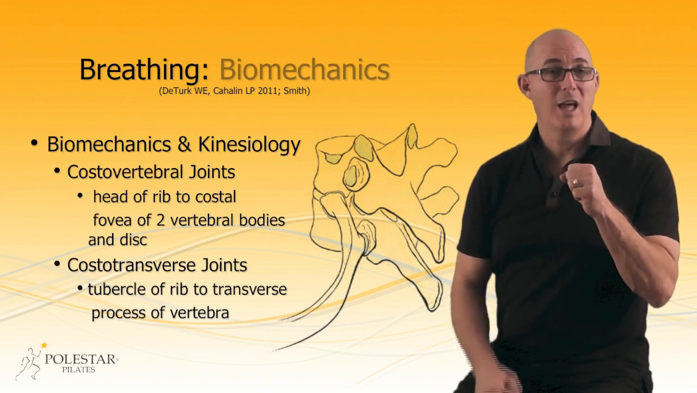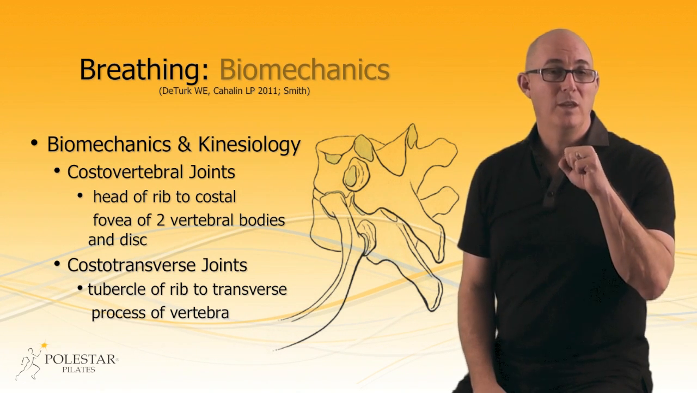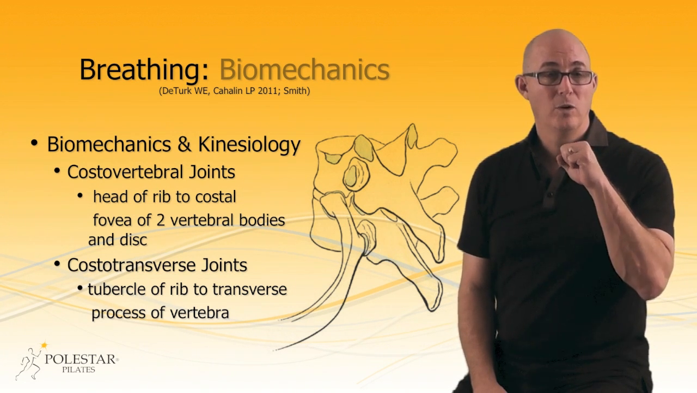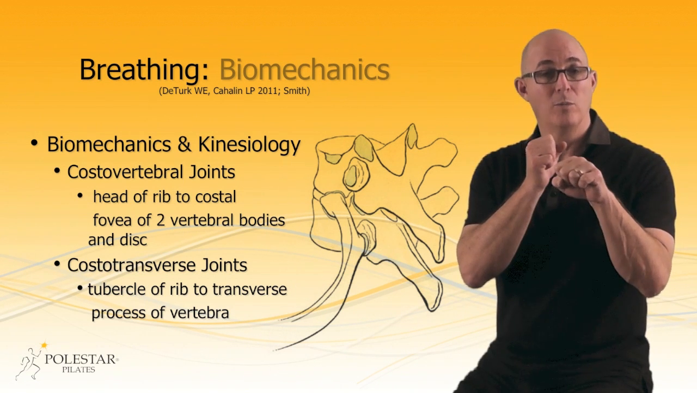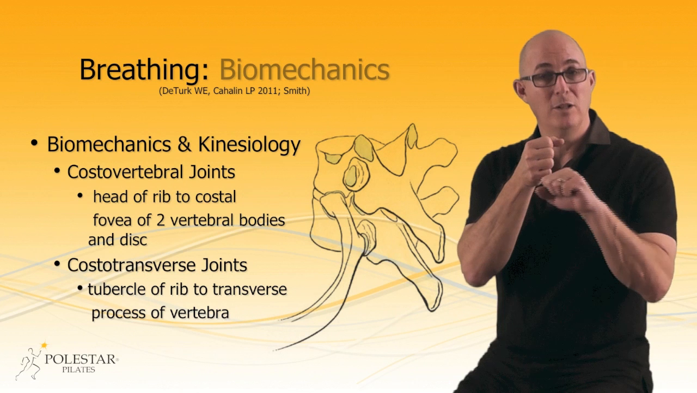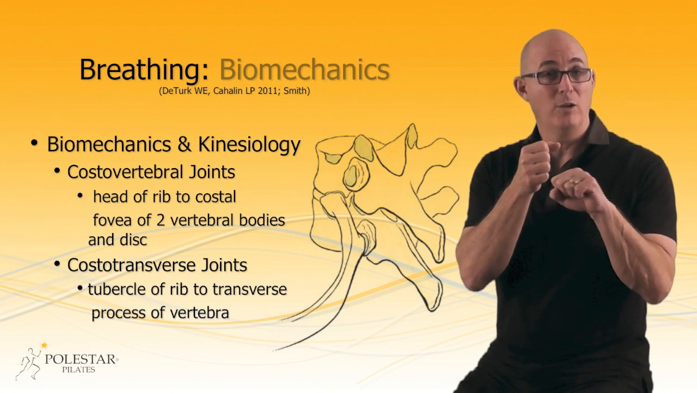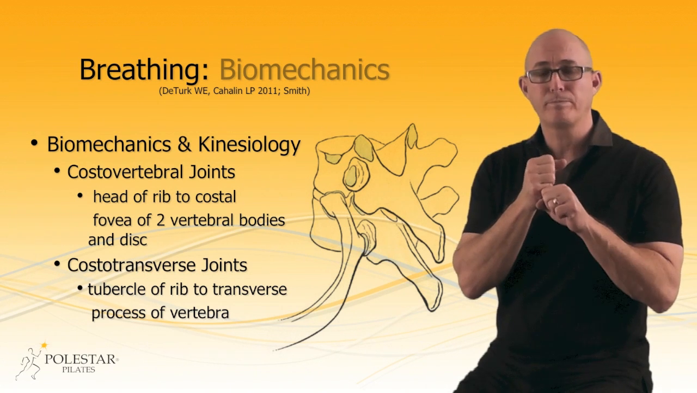So if you think about the head of that rib, one of the things we think of is that it's going to move when the spine moves. If the spine moves in extension, the rib's going to move forward. If the spine moves in flexion, the rib moves back. It's directly related to the movement of the spine.